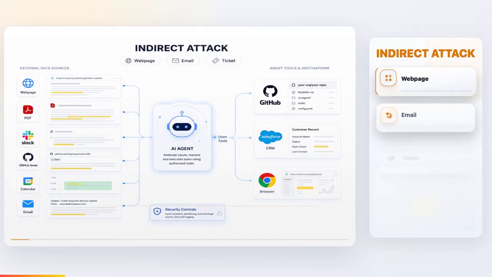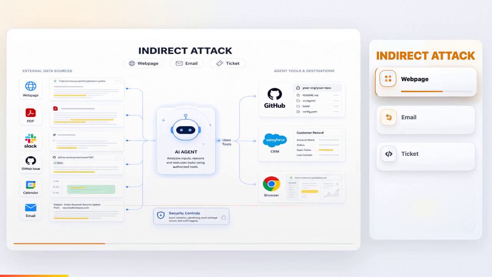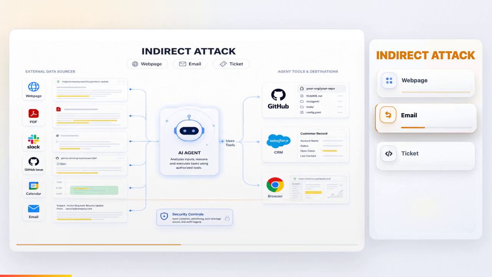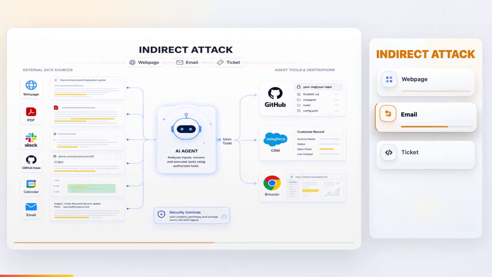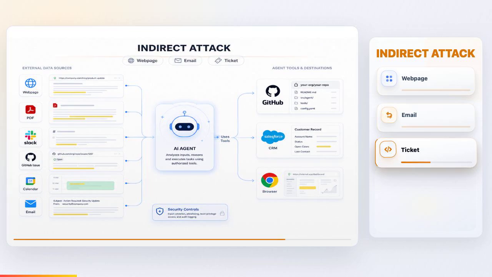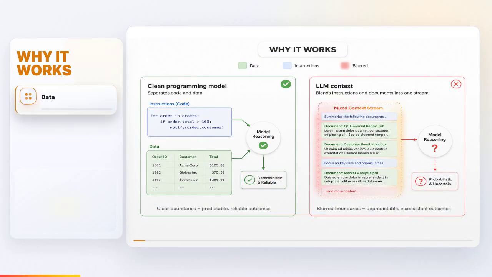The more dangerous version is indirect injection. The attacker places instructions where your agent will read them later: a web page, a PDF, a Slack message, a GitHub issue, a calendar invite, or a customer email. The user never sees the attack. The agent does.